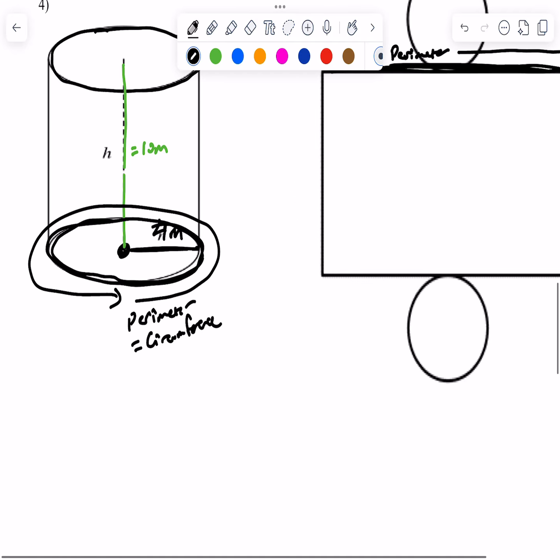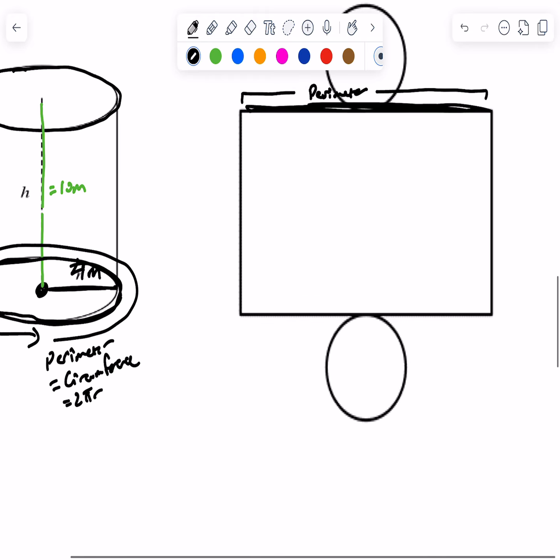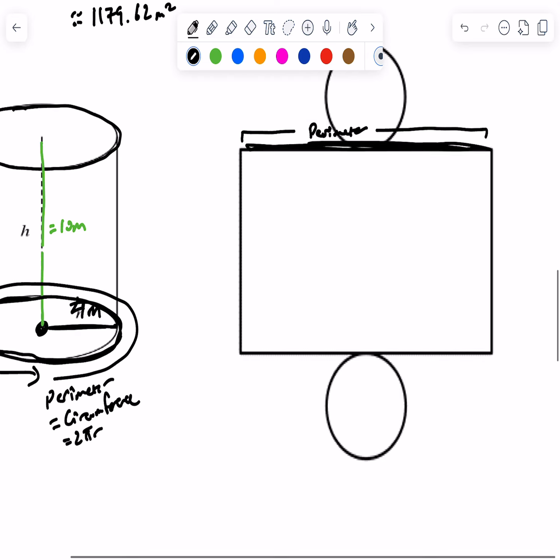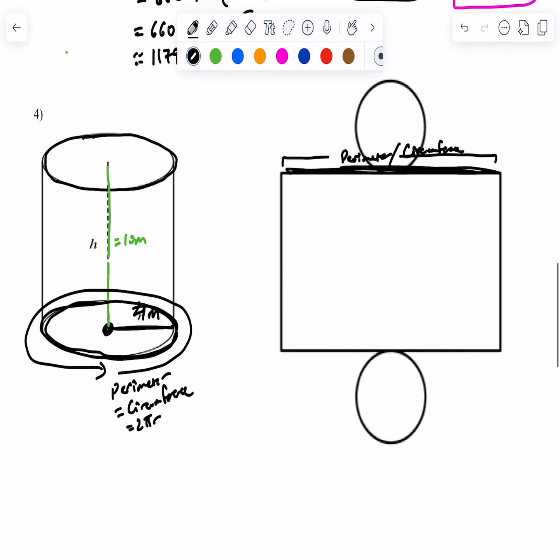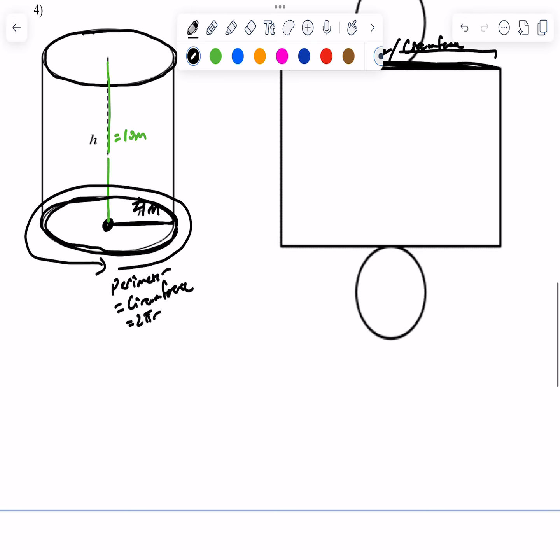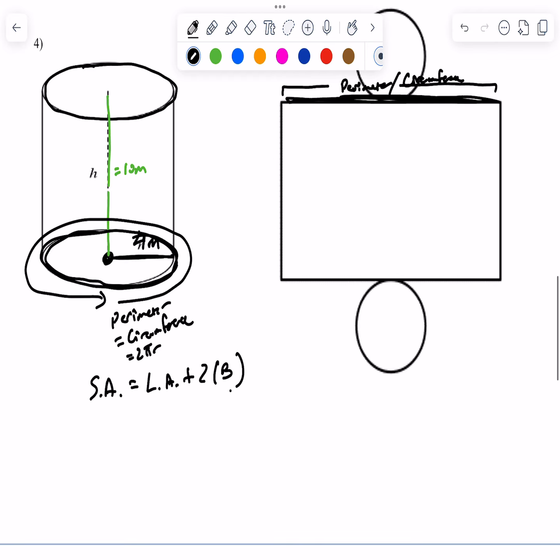Again, the circumference is 2 pi r. That's the only difference, right? We take this guy and we unwrap it and we get the perimeter, which we actually just call the circumference. So our surface area for a cylinder is very similar. Our surface area equals the lateral area plus the 2 bases, the 2 base shapes.